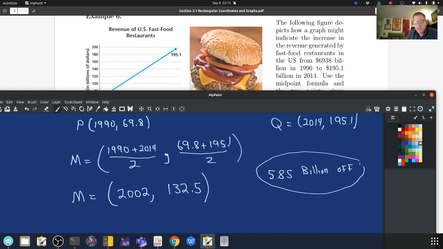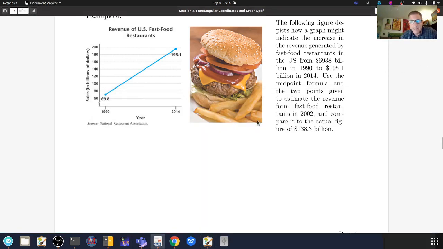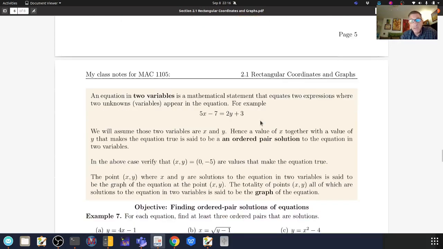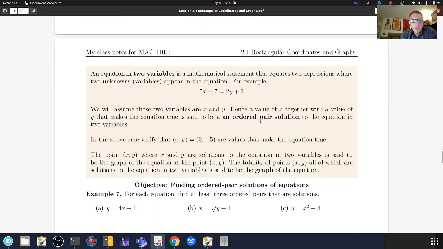So what that tells us is that the relationship is not exactly linear, that it can be approximated by a linear graph, but it's not quite linear. If it were linear, it would be perfect.